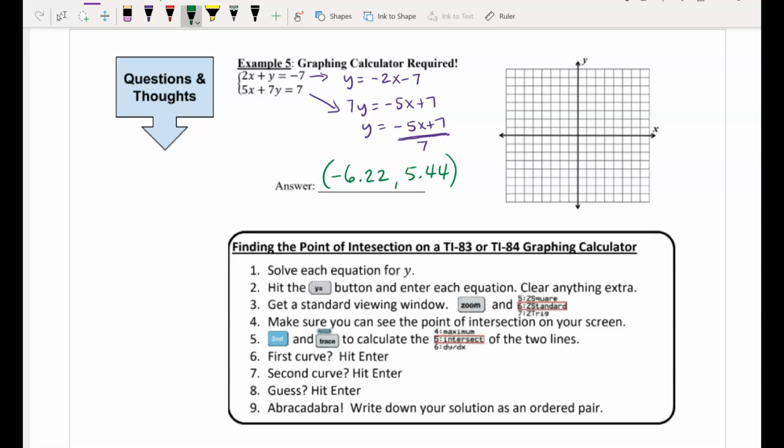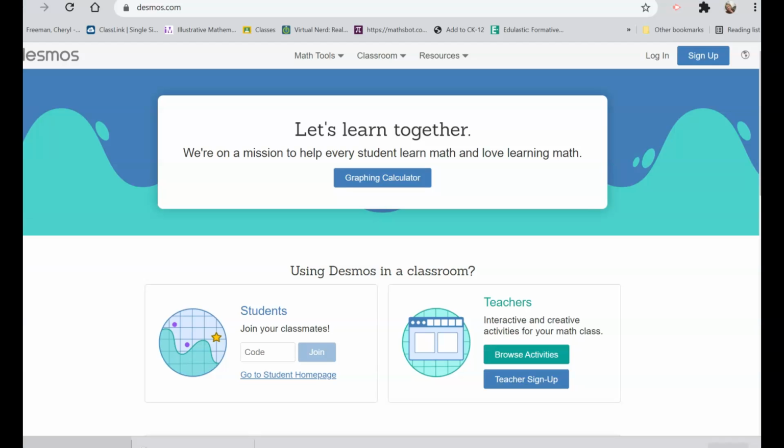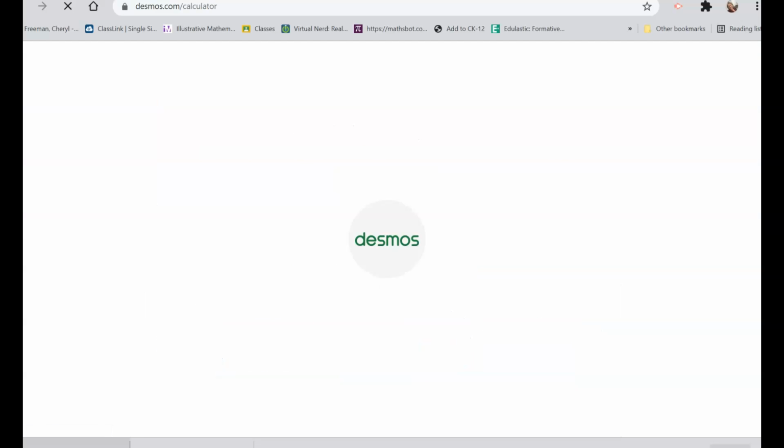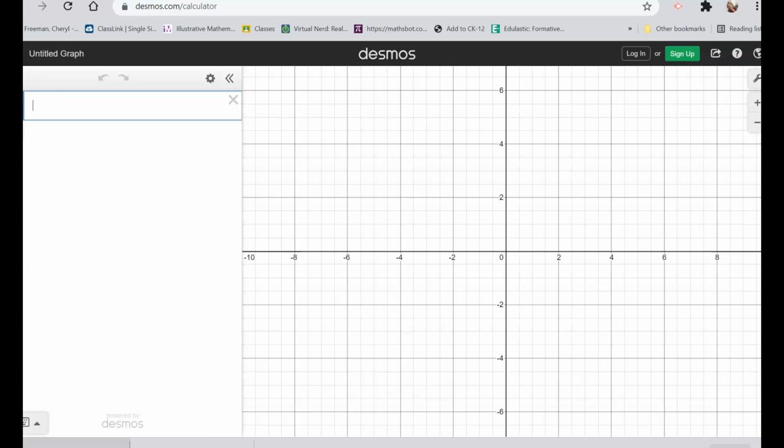Let's see what it would look like to solve that same system in Desmos. So in your browser, go to desmos.com, and when you do, you will see this code. We want the graphing calculator. And for Desmos, we do not have to solve for y. We can type it in exactly the way it's given.